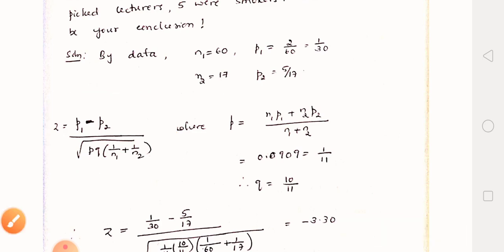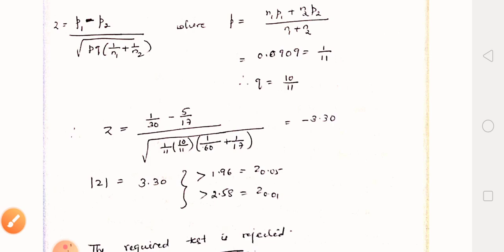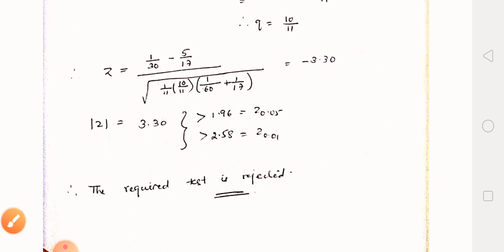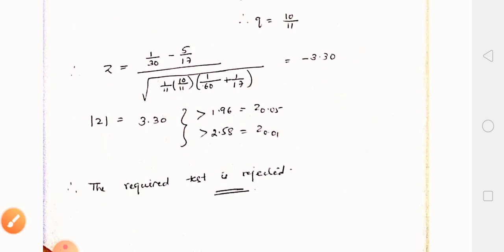Substituting the values in Z, we will get this as minus 3.3. So taking the positive value, mod Z is equal to 3.3, and it is greater than the critical values at both 1% level and 5% level. This implies that the required test is rejected.